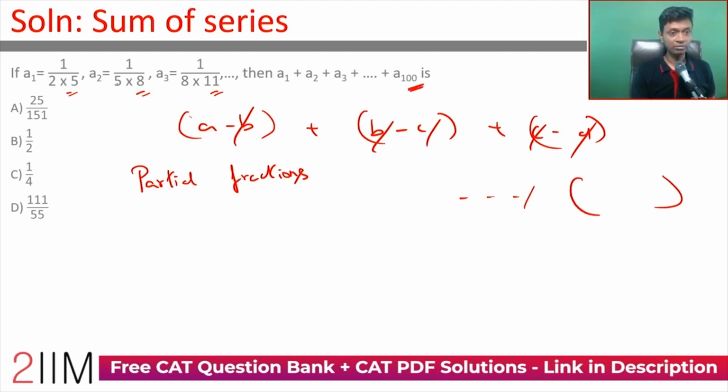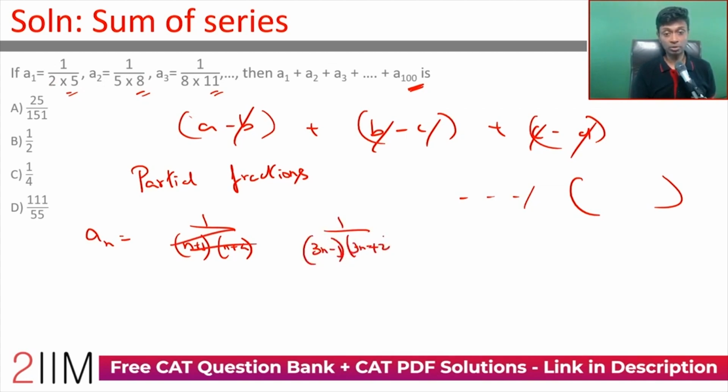This is 1 by 2 into 5, 5 into 8, 8 into 11. We're going plus 3, plus 3, plus 3. So A1 is 2 into 5, A2 is 5 into 8. So I'm going to define AN as 1 by n plus 1 into n plus 4. So A2 is 5 into 8. This goes up in steps of 3. 1 by 3n minus 1 into 3n plus 2.